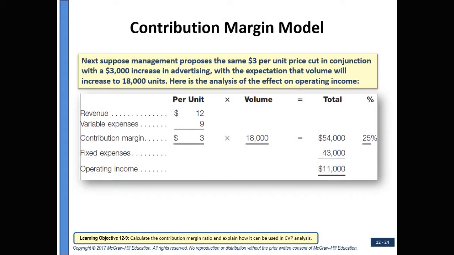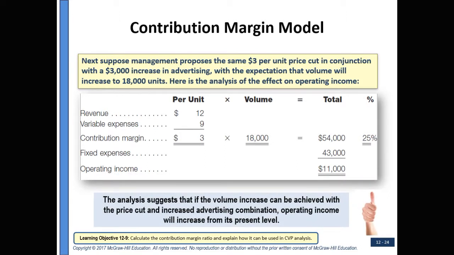Under a different assumption, management proposes the same $3 per unit price cut in conjunction with a $3,000 increase in advertising, with the expectation that the volume will increase to 18,000 units. As you can see, the company will produce a contribution margin of $54,000, while the fixed expenses will increase to $43,000. Net operating income is then $11,000.